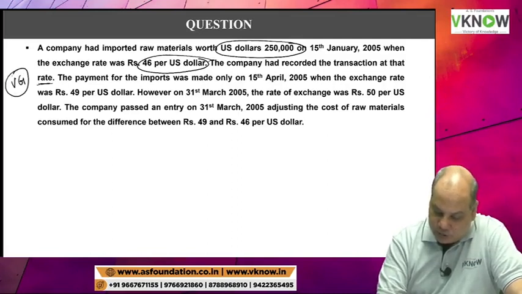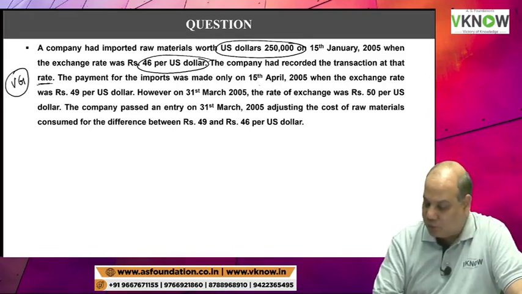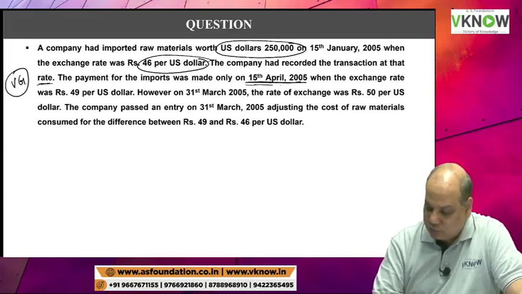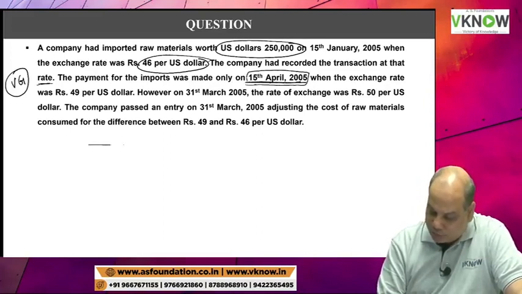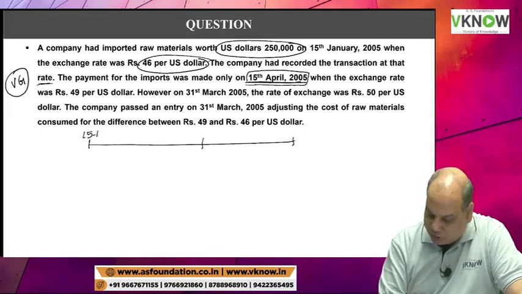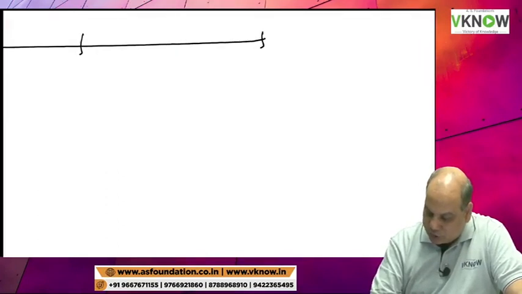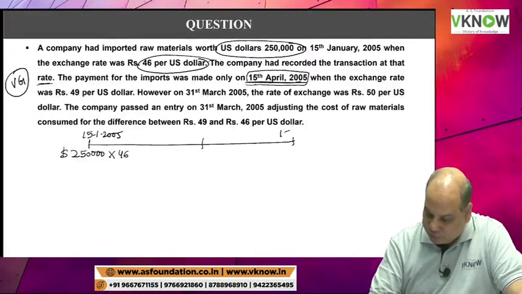The payment for the import was made on 15 April 2005. So this transaction took place on 15 January 2005, $250,000, and that day the rate was 46. The transaction was settled on 15th April 2005. That day the rate was 49.